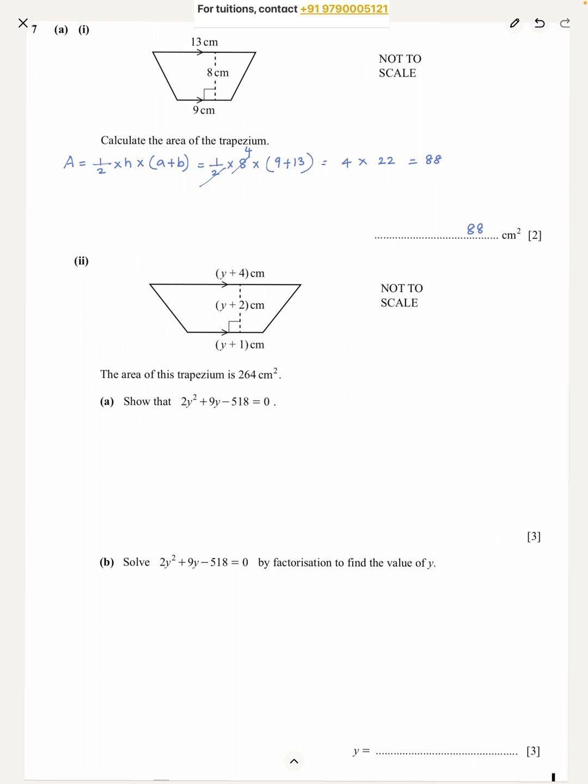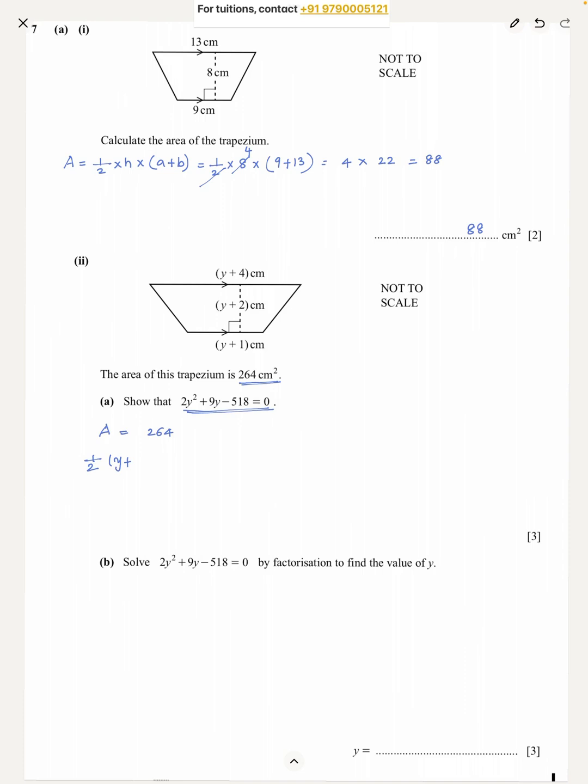Here also a trapezium is given, but all the measurements are given as small expressions. And here the area of the trapezium is given. It is 264 centimeters square, and we have to prove that we get this equation. Now let us take the area. Here also area of trapezium is equal to 264 centimeters square. Now applying the formula, half h into a plus b.